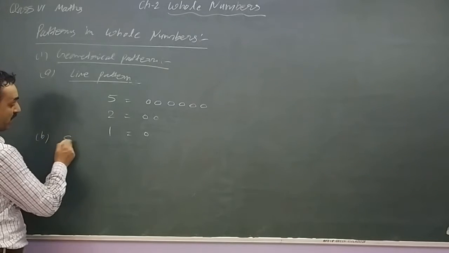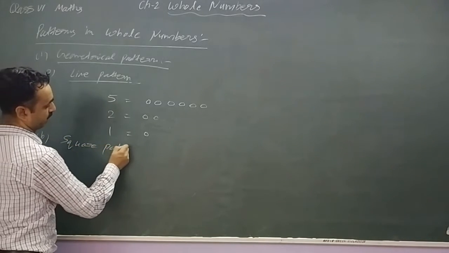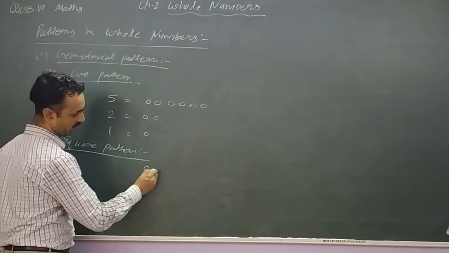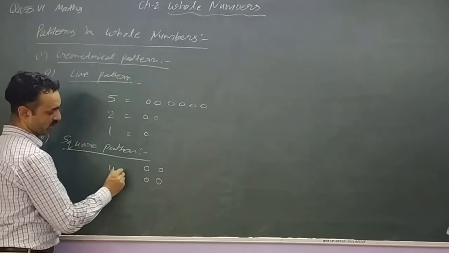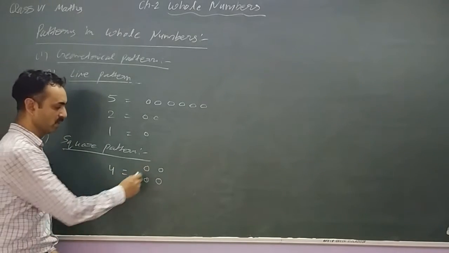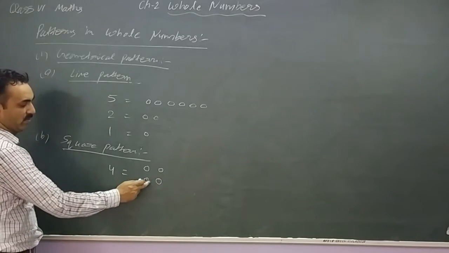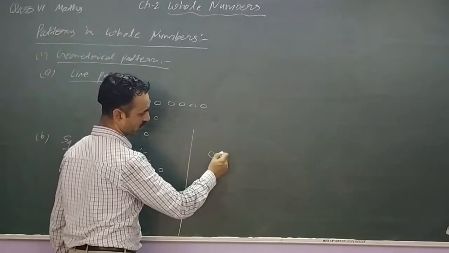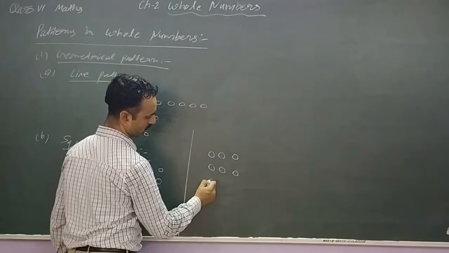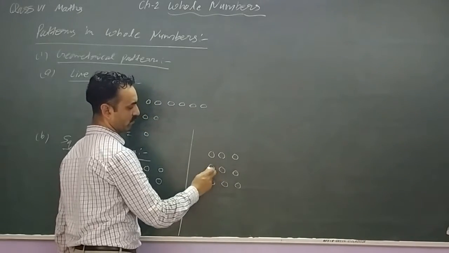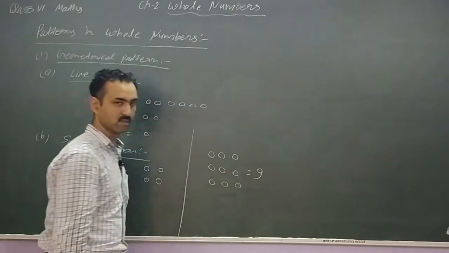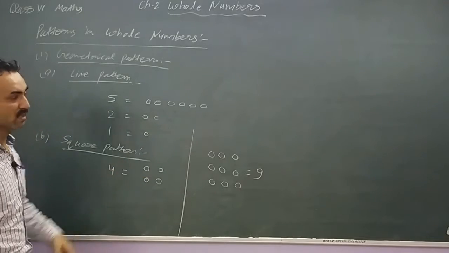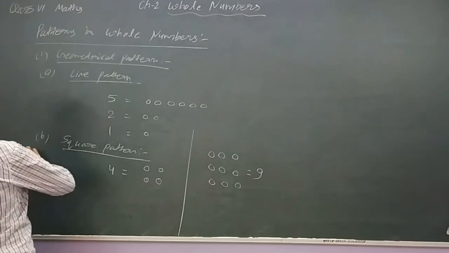Second, square pattern. In the square pattern, first we arrange 4 dots, and this is 4, the smallest square pattern. You can see this is a square. Each dot is equidistant from the other dot. Now if we increase these dots, how many dots? 1, 2, 3, 4, 5, 6, 7, 8, 9. So the second number will be 9 for the square pattern. As you increase the dots, you try to make the square. So these were the line pattern and square pattern.